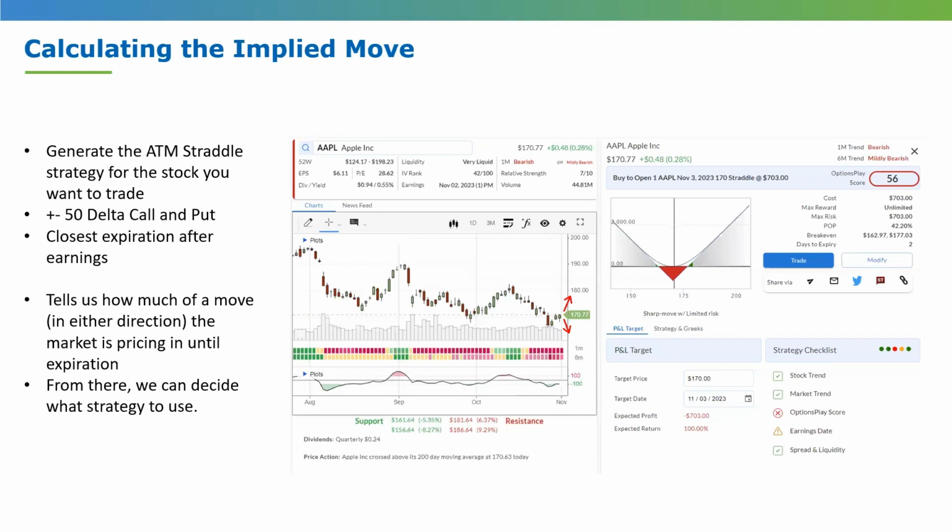And then from there, we can actually decide what strategy to use, because you may think that, okay, the market is only implying a $7 move for Apple, which has earnings tomorrow, but I think it could be a $15 move or a $20 move. Or you could say, I think that move could be mitigated below 7 and could be maybe a $2 or $3 move in either direction. Once you start to formulate a plan of where you think price could potentially head to, you can use a specific strategy to make the most out of that.